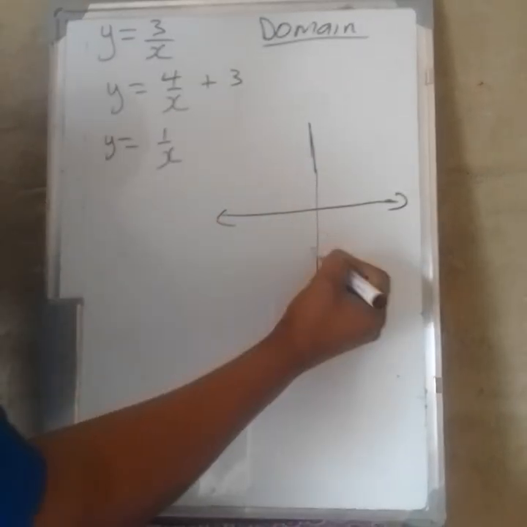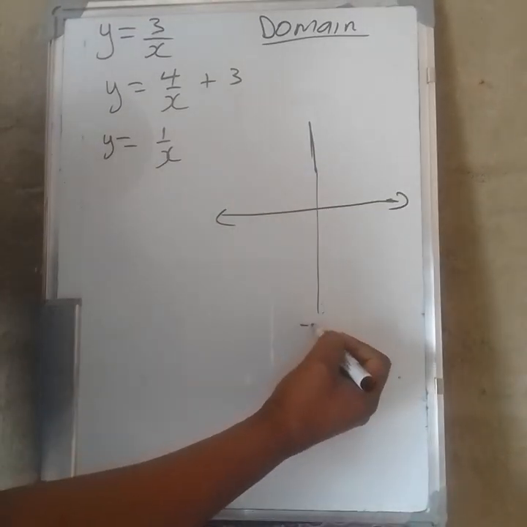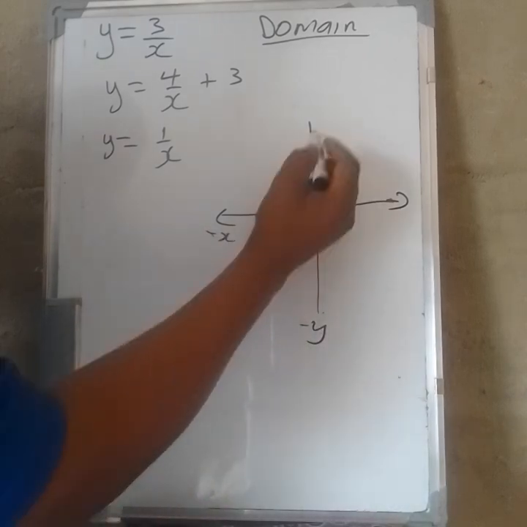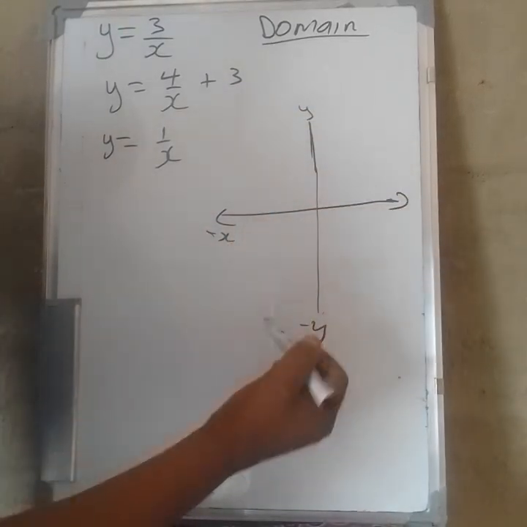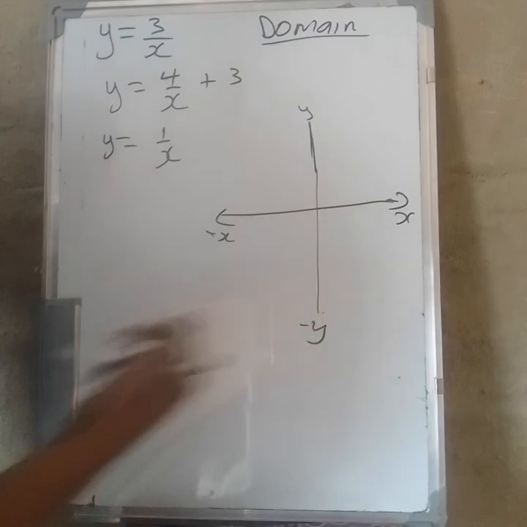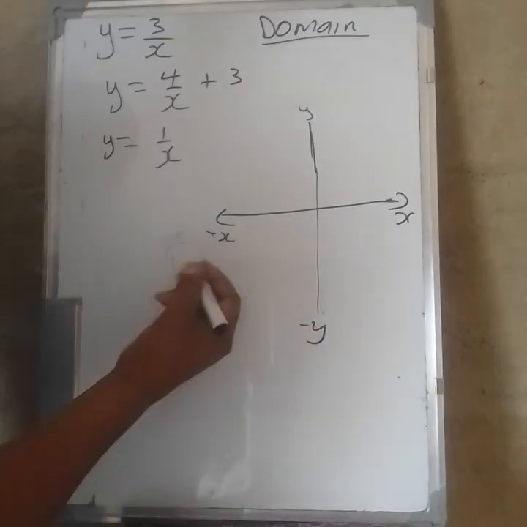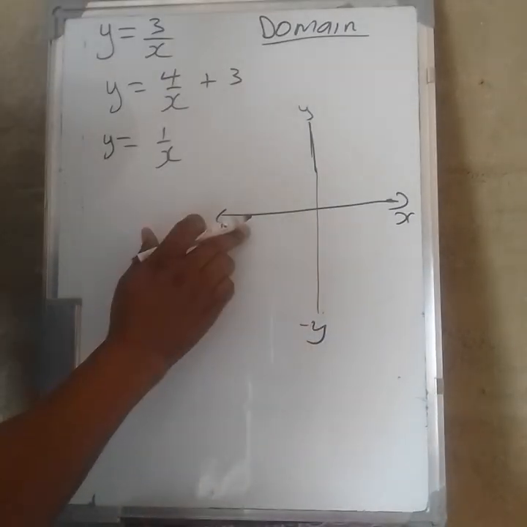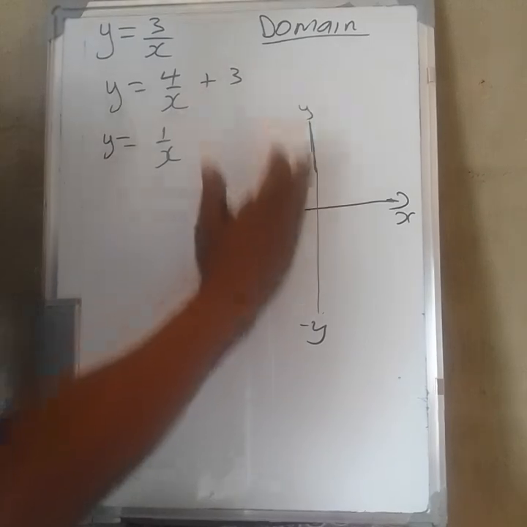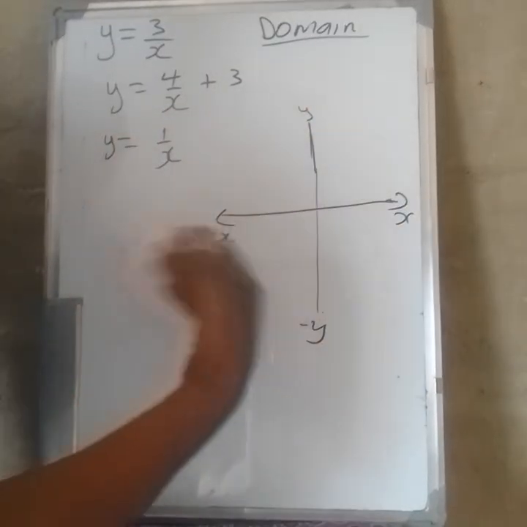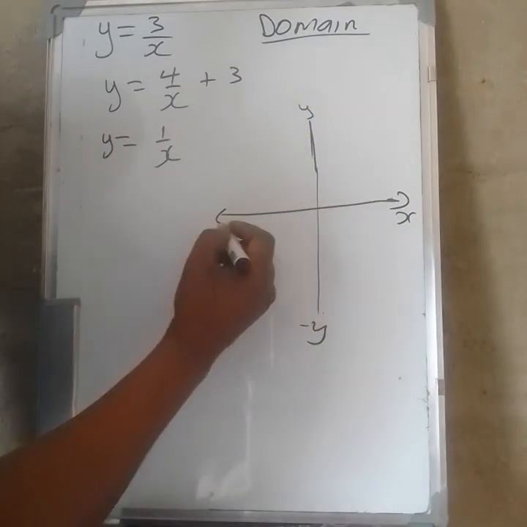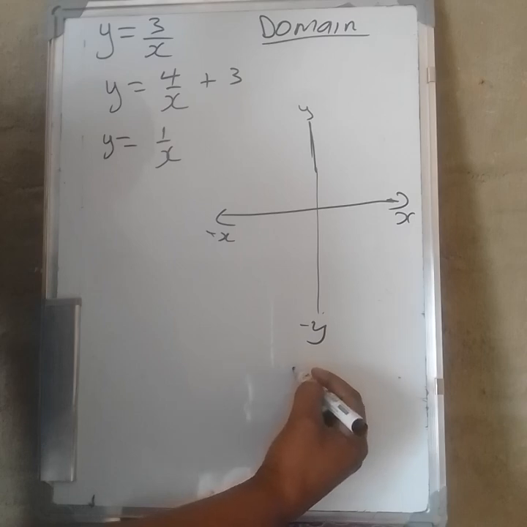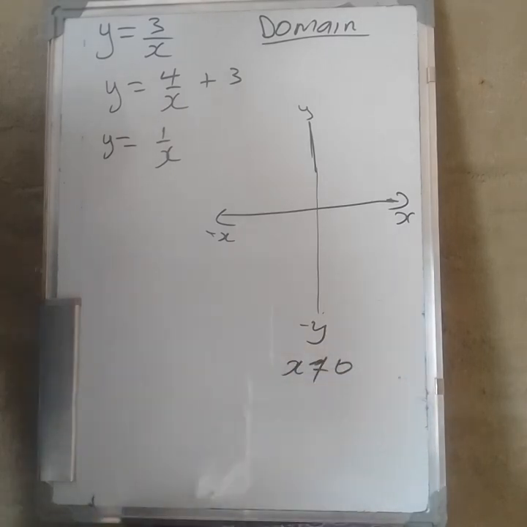So, for that reason, our domain is always going to be one and the same. Why? Because our vertical asymptote is not shifting. This thing is not shifting left to right. So what we need is to say the domain: x is not going to be equal to 0.